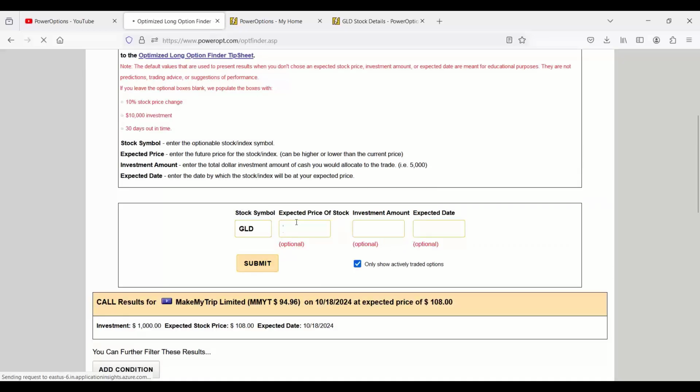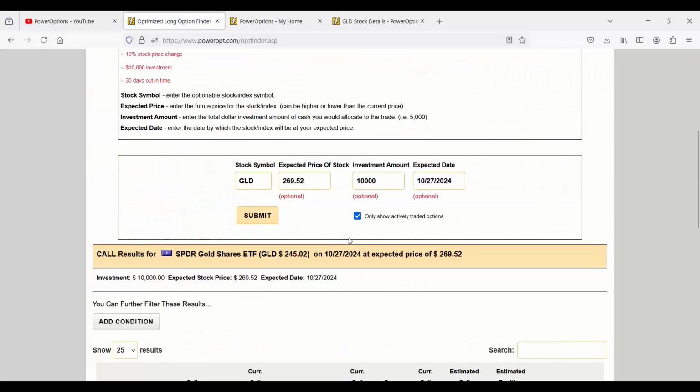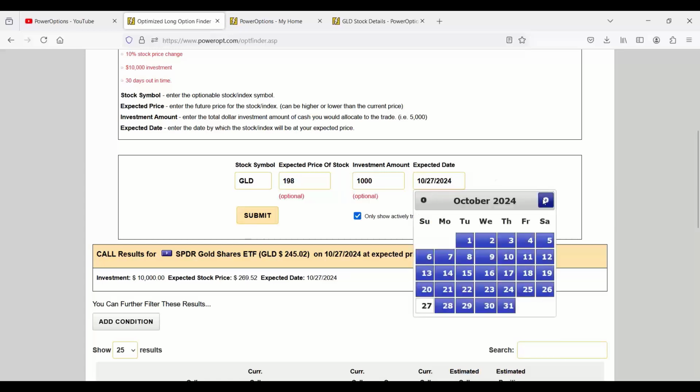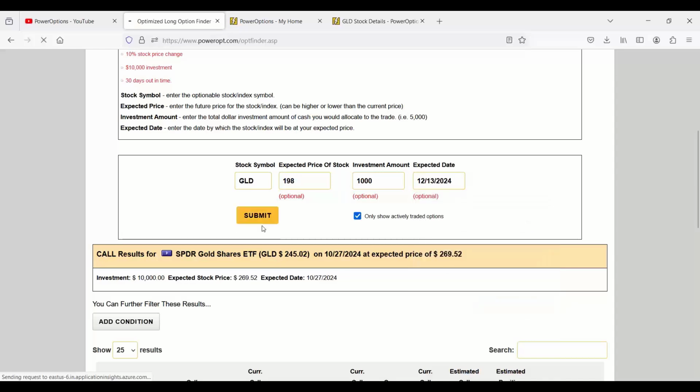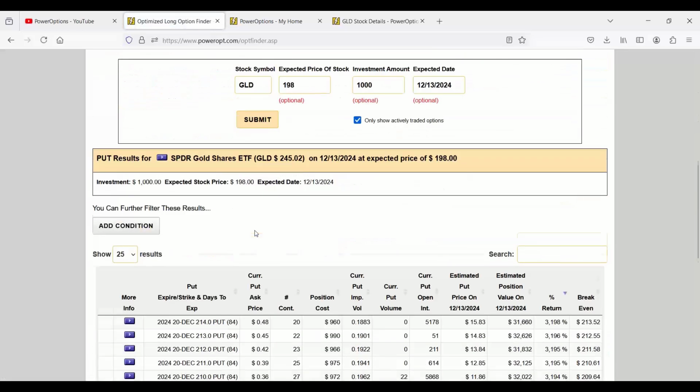Sorry about that, folks. That just jumped on me. We'll go 198 again, $1,000, and our target price for this was December 13th. My apologies. All right, now, once again, we run through the tool.